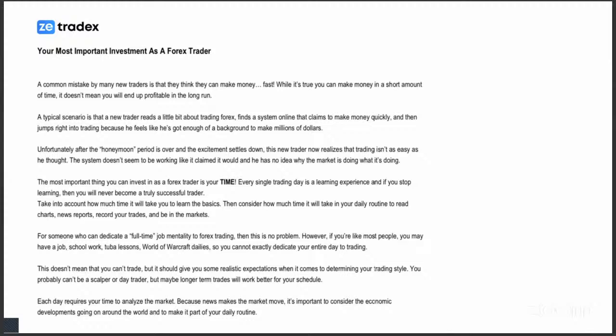For someone who can dedicate a full-time job mentality to forex trading, then this is no problem, of course. However, if you're like most people, you may have a job, schoolwork, lessons, World of Warcraft, so you cannot exactly dedicate your entire day to trading. Each day requires your time to analyze the market because the news makes the market move. It's important to consider the economic developments going on around the world and to make it part of your daily routine, very importantly.